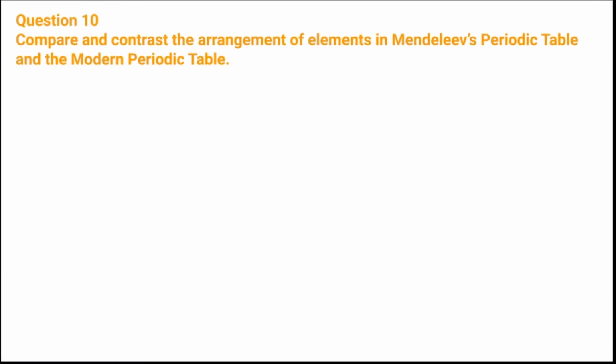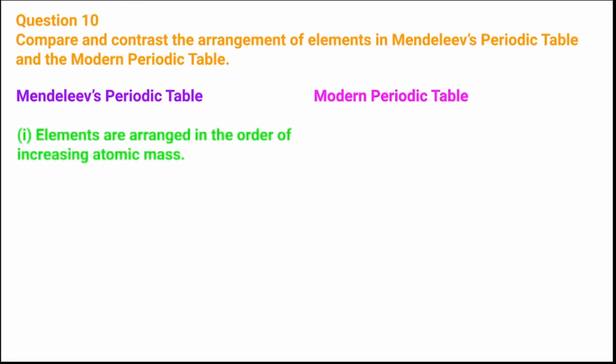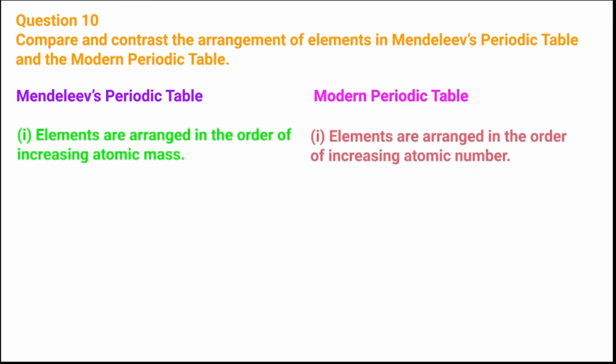Next we have question number 10. Compare and contrast the arrangement of elements in Mendeleev's periodic table and modern periodic table. Let us make two columns. One side Mendeleev's periodic table and another side let's take a modern periodic table. First point of difference is elements are arranged in order of increasing atomic mass in case of Mendeleev's periodic table, whereas elements are arranged in order of increasing atomic number.